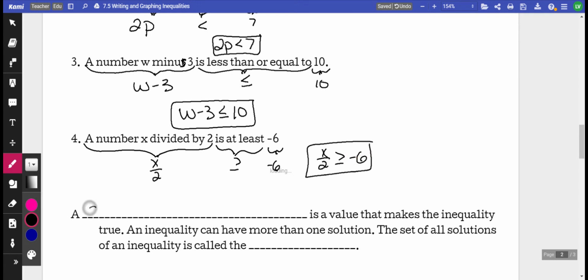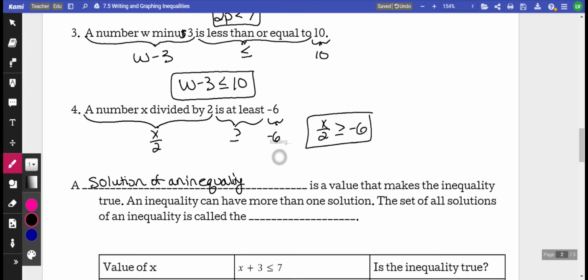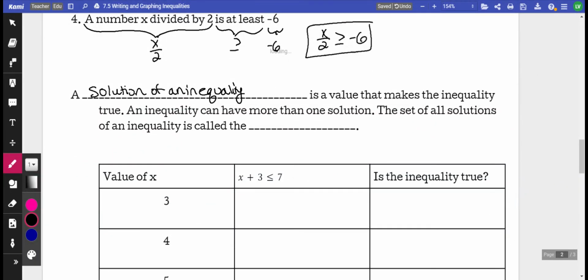So a solution of an inequality is a value that makes the inequality true. An inequality can have more than one solution. The set of all solutions of an inequality is called the solution set.